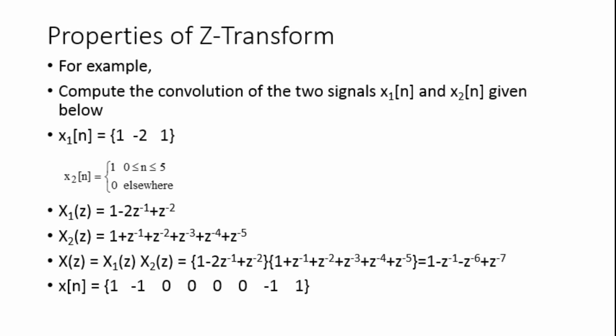Multiplying X1(z) with X2(z), we get (1 - 2z^-1 + z^-2)(1 + z^-1 + z^-2 + z^-3 + z^-4 + z^-5), which is equal to 1 - z^-1 - z^-6 + z^-7. So by taking the inverse z transform, x(n) is equal to {1, -1, 0, 0, 0, 0, -1, 1}.